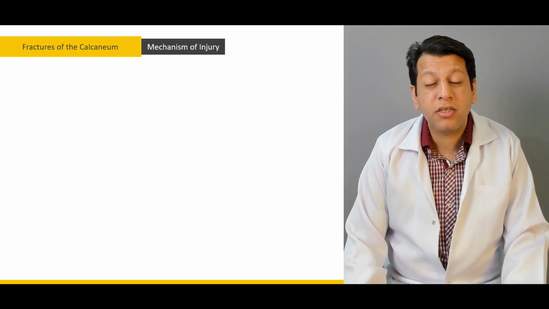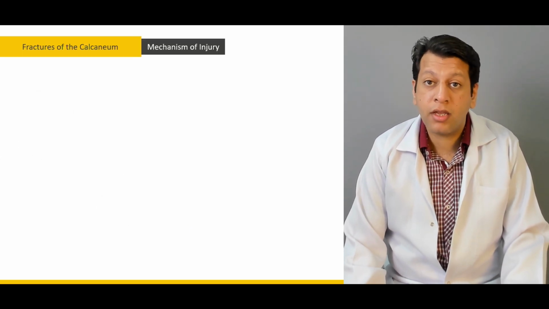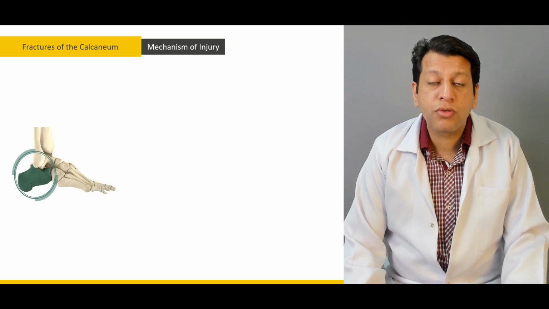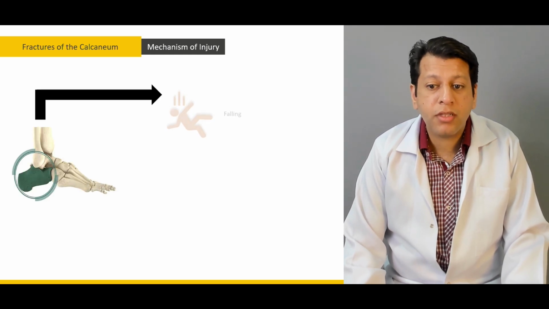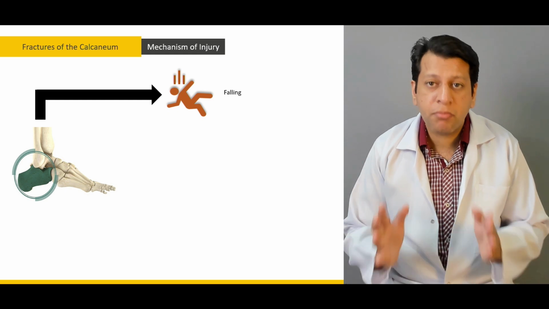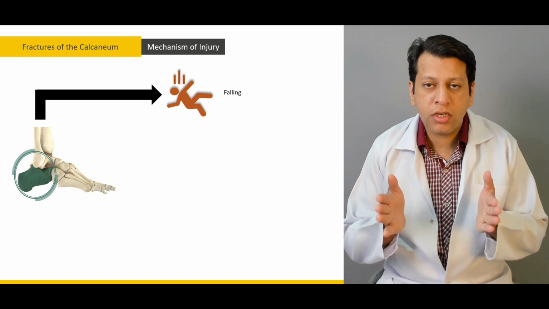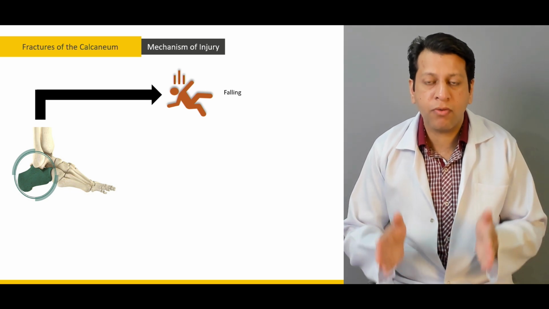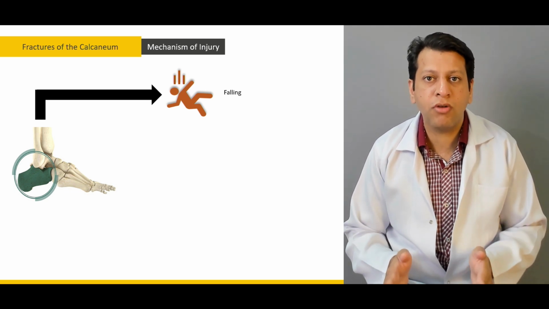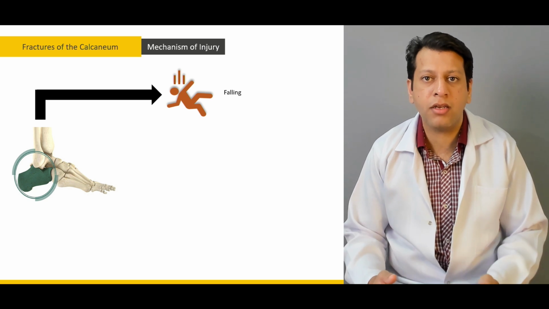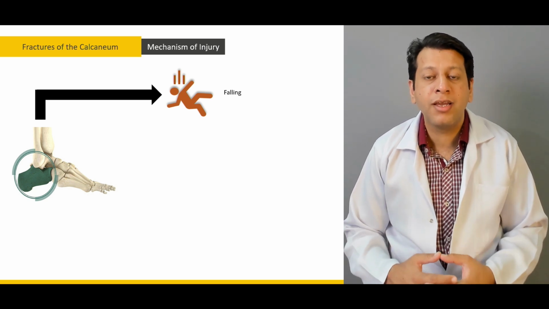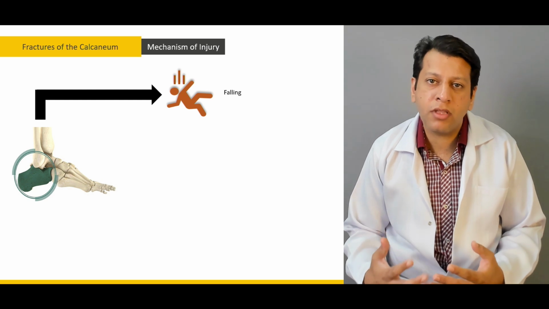Now coming to the mechanism of injury, how the calcaneum can get fractured. The most common mechanism is always a fall, especially when a person falls from a height and lands on their feet. All the energy is transferred from the fall towards the lower part of the body in the form of the calcaneum. Usually this results in a crush type of injury.